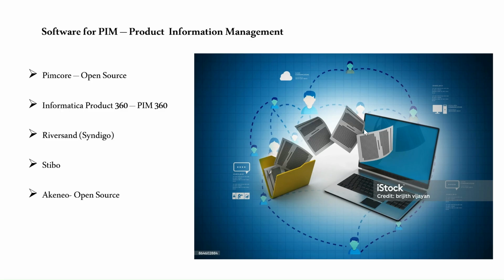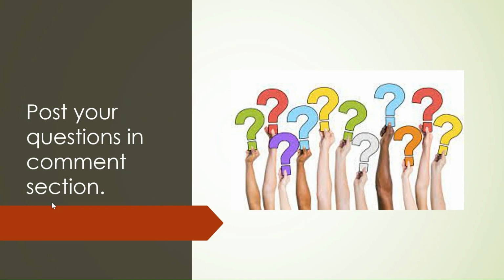One is PIM Core, which is an open source system. Then we have Informatica Product 360, which is an Informatica product. Then we have Riversand as a vendor, which provides PIM software. And we have Stibo. Stibo also has good PIM software. And then we have Akeneo, which is again an open source system. So based on your requirement, your company requirement, budgeting, and the features you want, you can select any of these tools. I hope this video is useful for people who wanted to understand what product information management is.